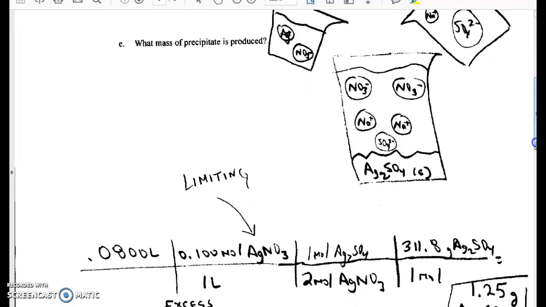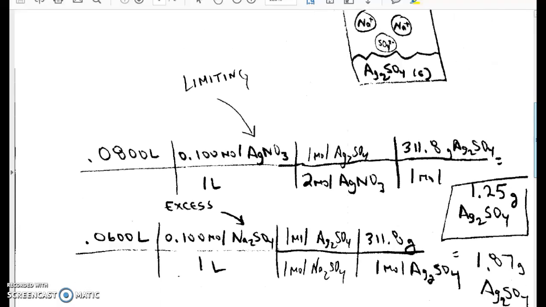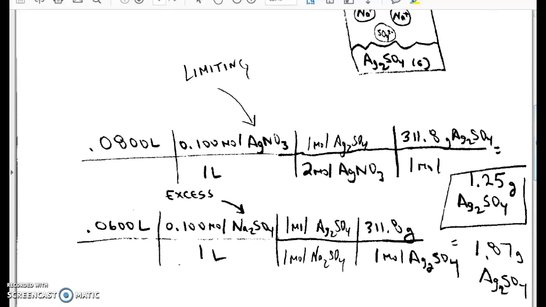So when we're trying to find the mass of the precipitate formed, and we have measured amounts of both reactants, we need to treat it as a limiting reactant problem. So we take the volume in liters times the molarity, which is moles per liter, of the silver nitrate to get moles of silver nitrate. Then we use a mole ratio from the coefficients of the balanced chemical equation to compare moles of silver nitrate to moles of silver sulfate. And then we use the molar mass of silver sulfate to find the grams of silver sulfate that would be formed. If all of the silver nitrate was used up, we should get 1.25 grams of silver sulfate.